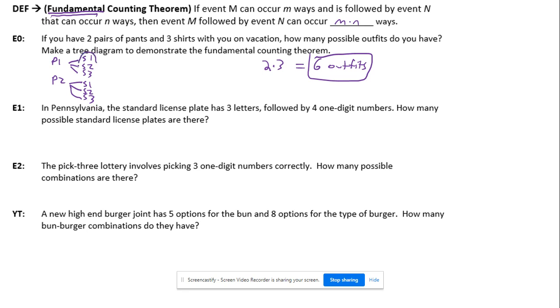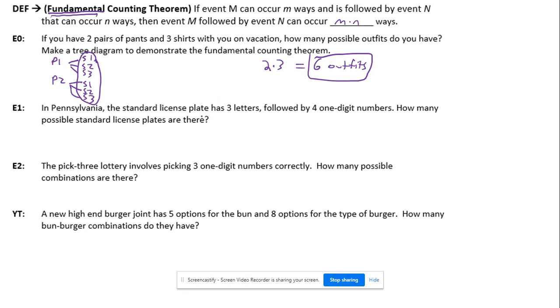That gives me 6 total options here. And it's annoying to have to list all those out. So it's a lot easier to say the number of options you have for the first times the number of options you have for the second. That is especially helpful when we get to things like license plates.